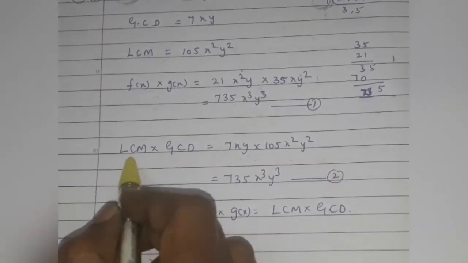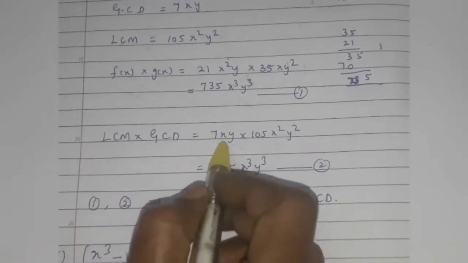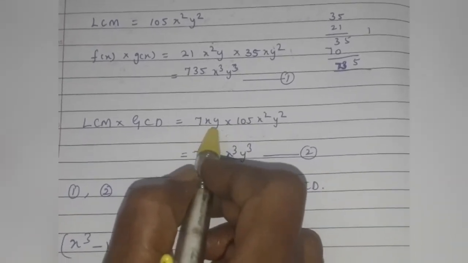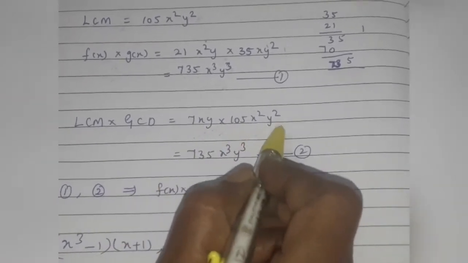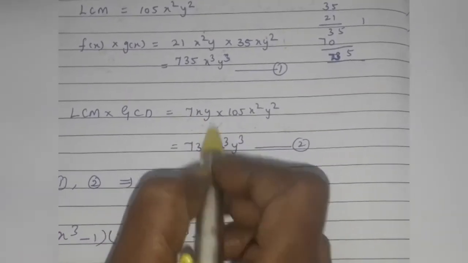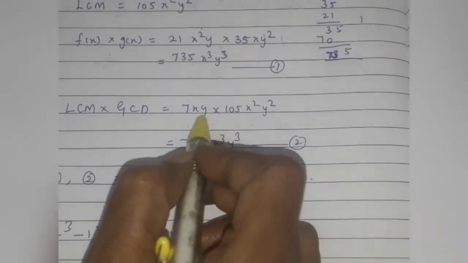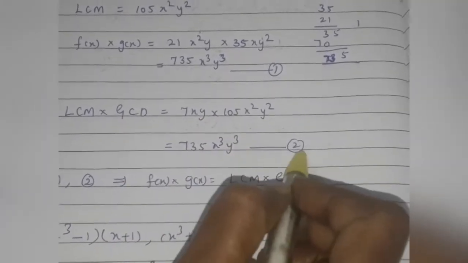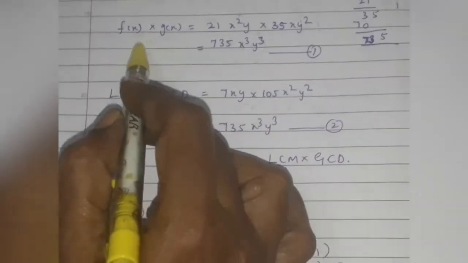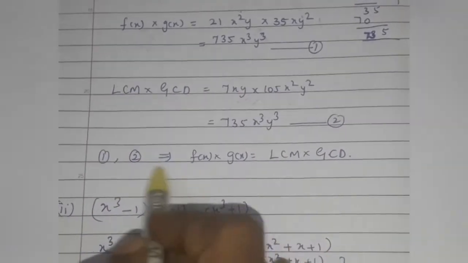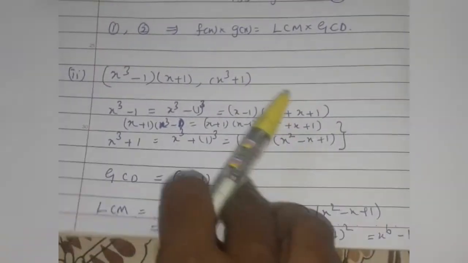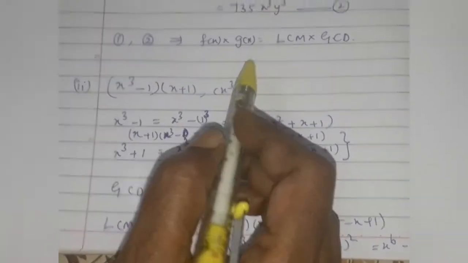Now, you multiply LCM and GCD. GCD is 7xy and LCM is 105x square y square. If you multiply 7 into 105, you get 735, and x into x square is x cube, y into y square is y cube. Put it as 2. From 1 and 2, what do you observe? f(x) into g(x) is equal to LCM into GCD. That is the thing they have asked.